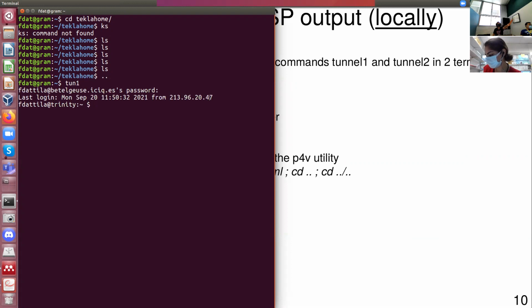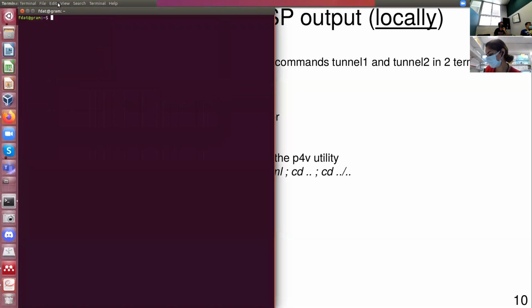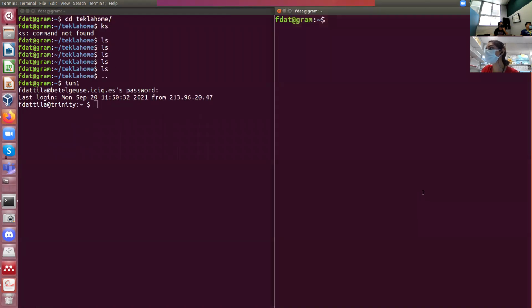Now you keep this terminal open. You don't need to close it. This one needs to be open because it's opening the gate for you to enter the other field. Then you open a new terminal. I will put it here just to make it bigger, and then I move it to the left. Then on this terminal, I write tunnel 2. Yeah, it's asking me for a password.